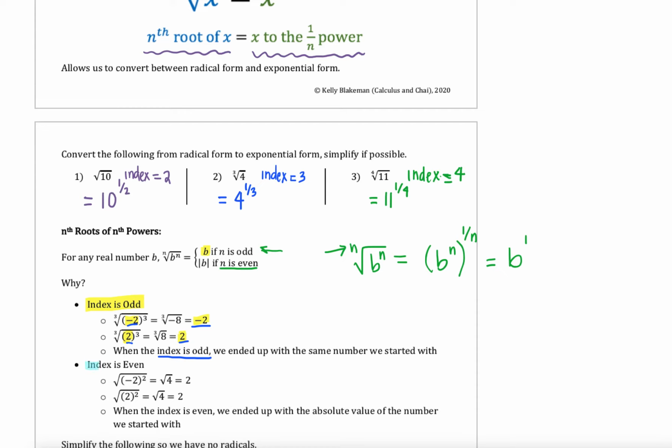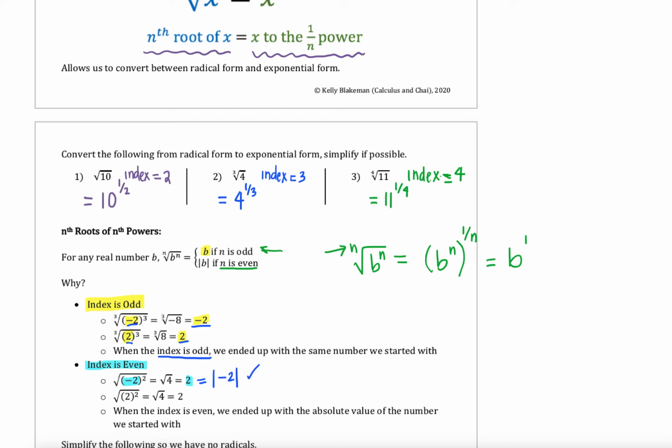Now, if our index is even, we have to be a little bit more careful because of how even powers work. So in this first example, we have the square root of negative 2 squared. Negative 2 squared is what I'm going to start by simplifying. So here negative 2 is our b value. When I take negative 2 and I square it, I get negative 2 times negative 2, which gives me a positive 4. Then the square root of 4 we know is equal to 2. So in this case, I substituted in a negative number and I ended up getting a positive number out. And the reason that happens is because ultimately I'm ending up with the absolute value of the number we started with. And the absolute value of negative 2 is equal to 2.